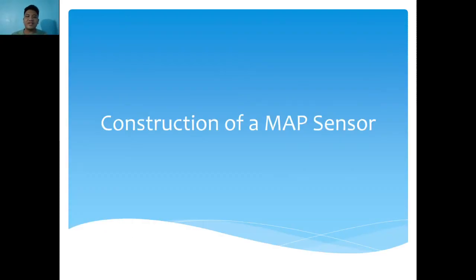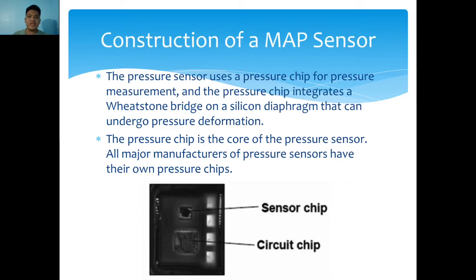Construction of a map sensor. The pressure sensor uses a pressure chip for pressure measurements, and the pressure chip integrates a Wheatstone bridge on a silicon diaphragm that can undergo pressure deformation. The pressure chip is the core of the pressure sensor. All major manufacturers of pressure sensors have their own pressure chip. So here is the pressure sensor chip, or pressure chip to be exact, and the circuit chip.